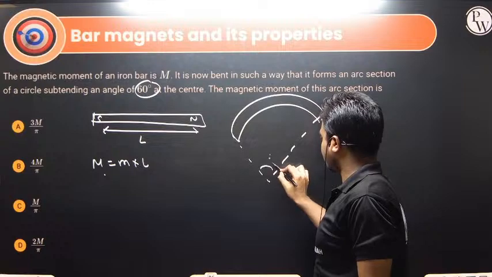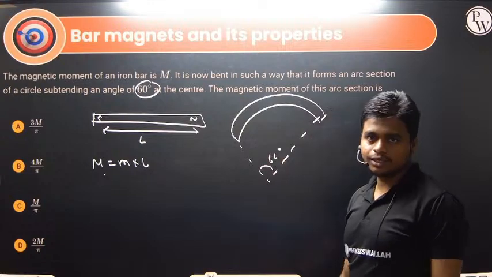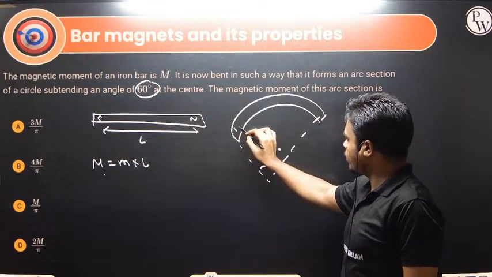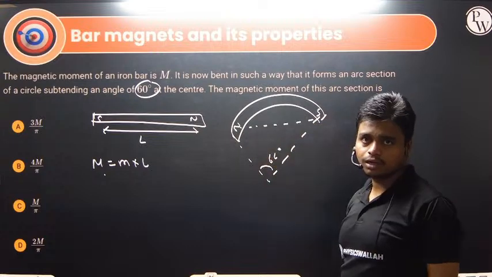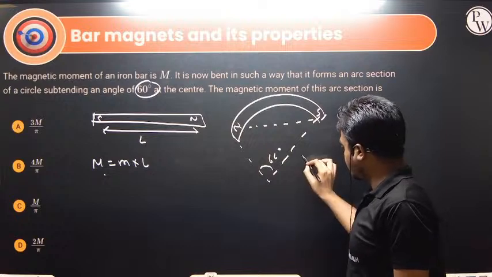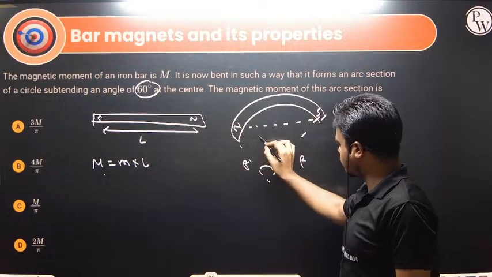That angle is 60 degrees. Okay, this angle is 60 degrees. So this particular point is the north pole and this will be the south pole. This is the distance that we have to find over here. And if this angle is 60, this one is radius, this one is also radius, so this will also be.